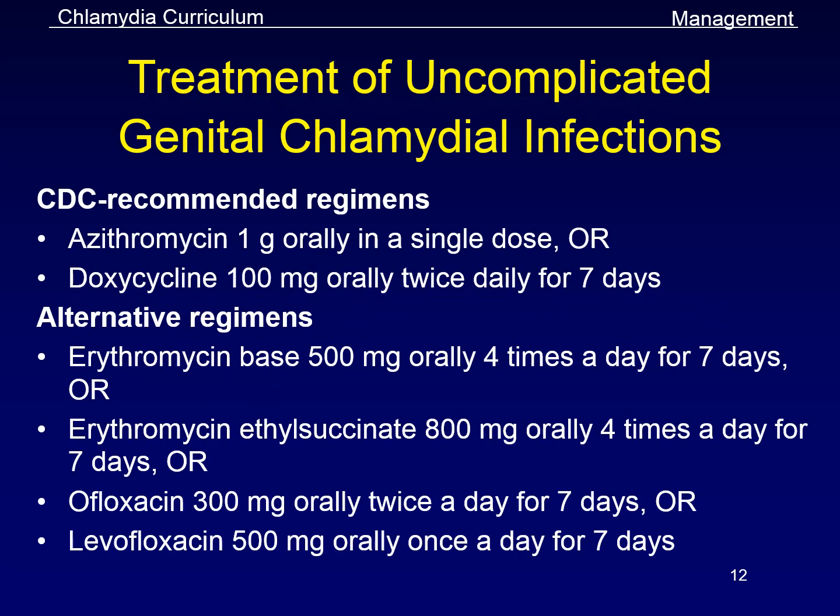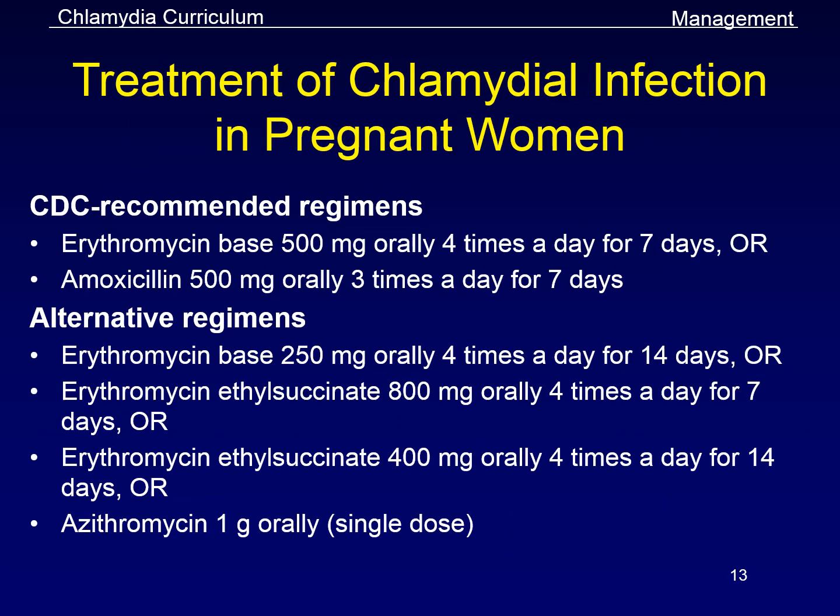Treatment of chlamydial infection includes, as drugs of choice, azithromycin and doxycycline, while the alternative regimen includes erythromycin, levofloxacin, and ofloxacin. In pregnant women, chlamydial infection treatment includes a regimen of erythromycin and amoxicillin, while the alternative regimen includes erythromycin and azithromycin.